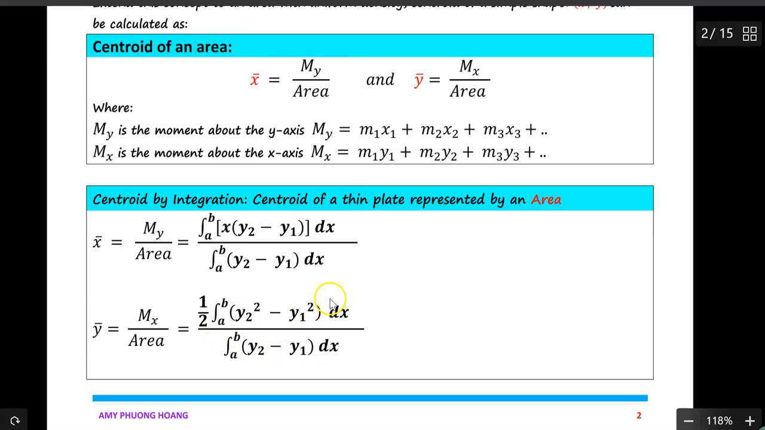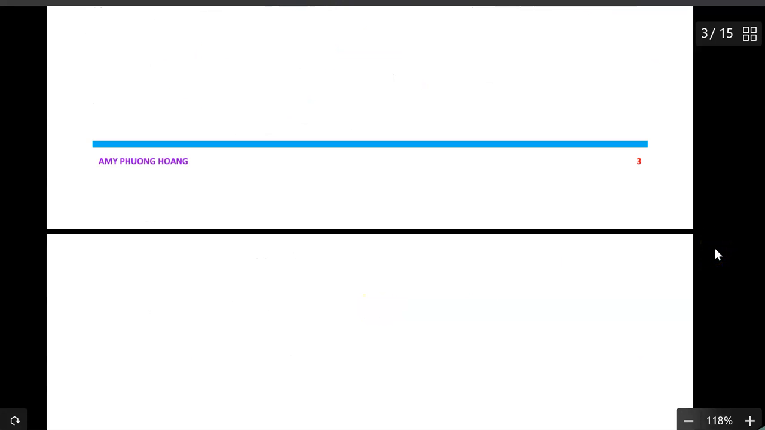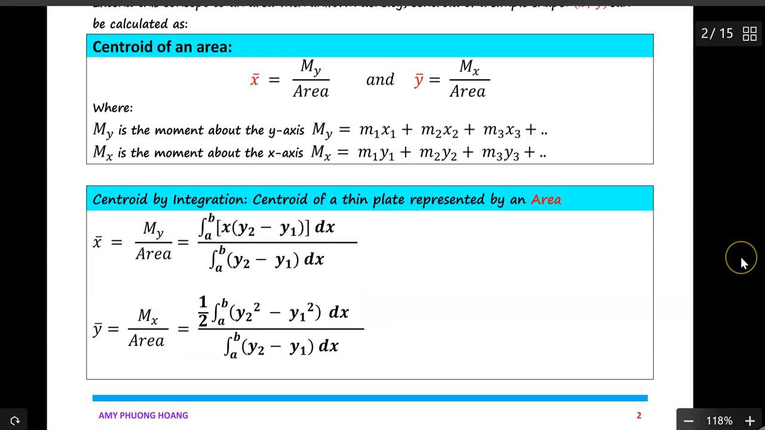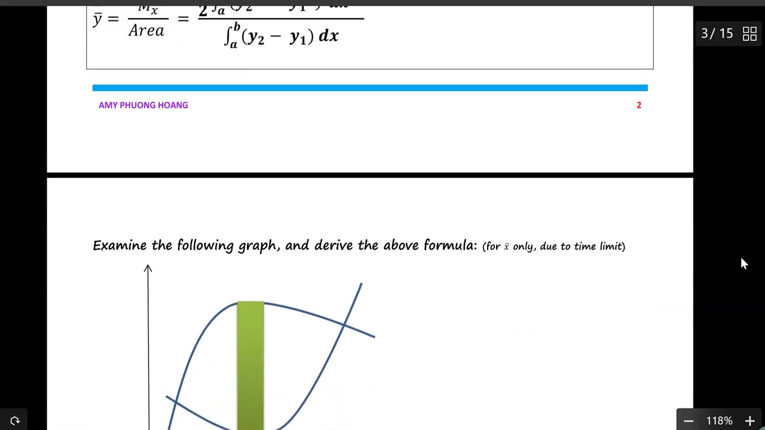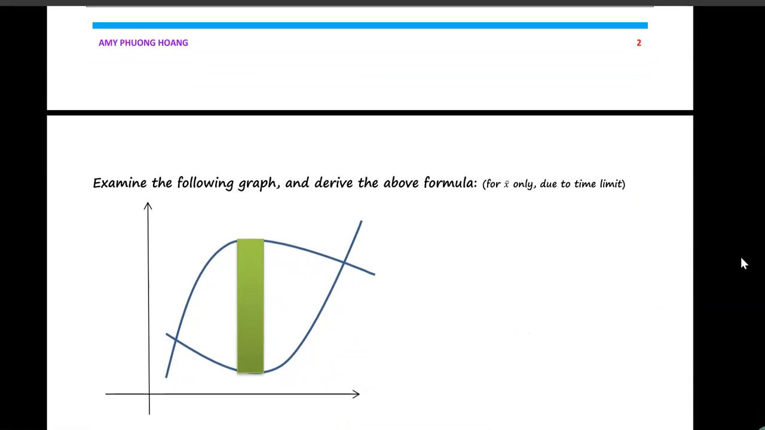Okay, so to make things easier, I am using these formulas to find the y bar. For Mx, it will be equal to a half integral from a to b of y2 squared minus y1 squared dx. Okay, so dx again is our vertical element.